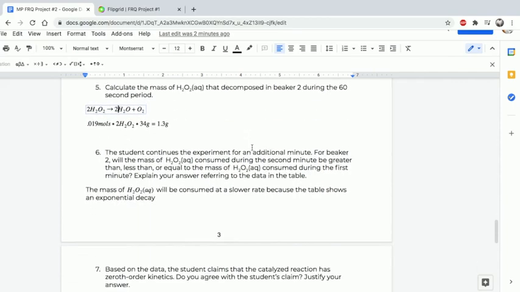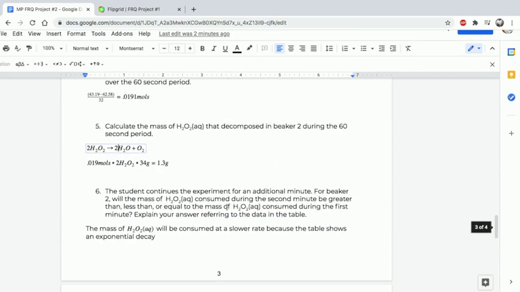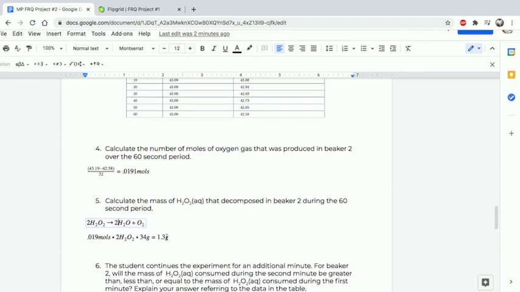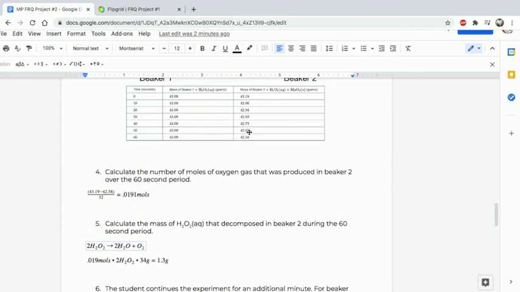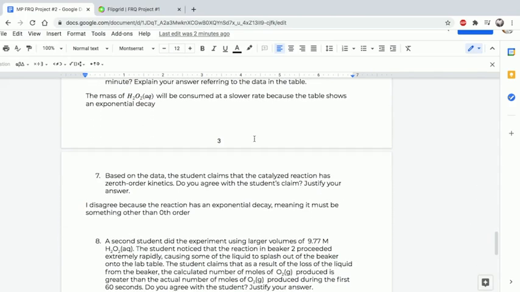So that's number 6. Number 7, based on the data, the student claims that the catalyzed reaction has 0th order kinetics. Do you agree with the student's claim? I disagree. Because, as I was saying, it is exponential decay, not changing by a linear amount. So it would not be 0th order.